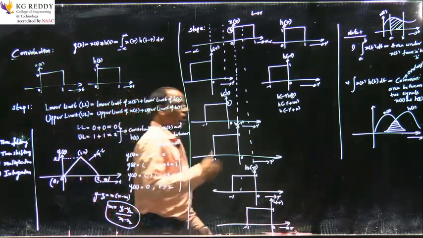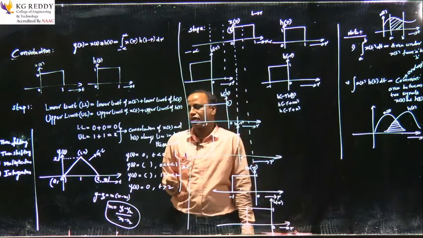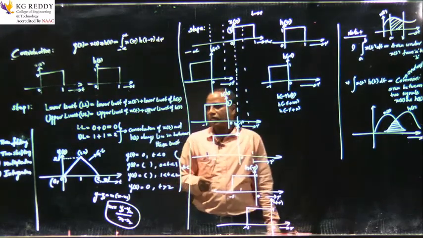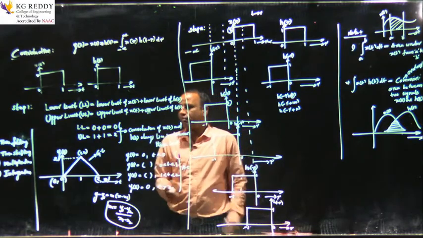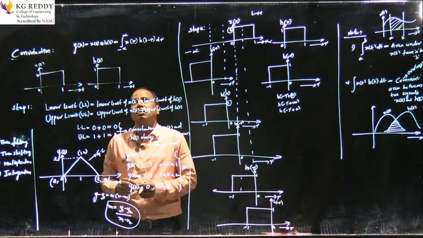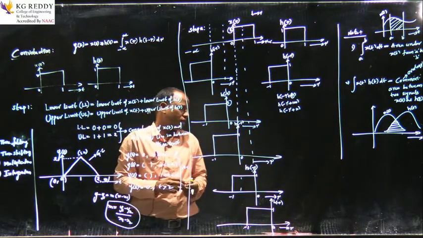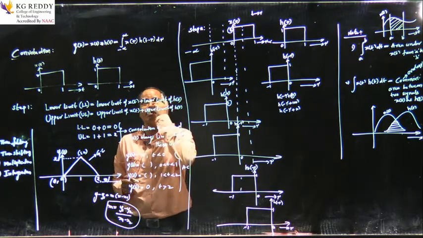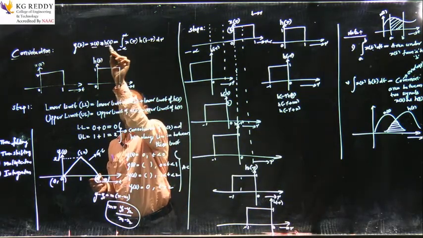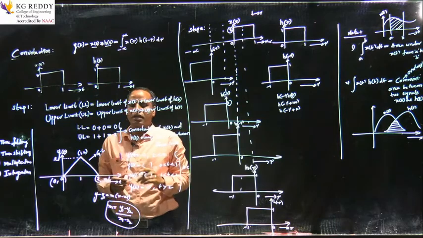So this is how the graphical convolution of two signals is given and understood. And this is nothing but the response of a linear time invariant system, what we are trying to understand. If you are able to determine the convolution of these two signals, that is nothing but the output of the linear time invariant system.